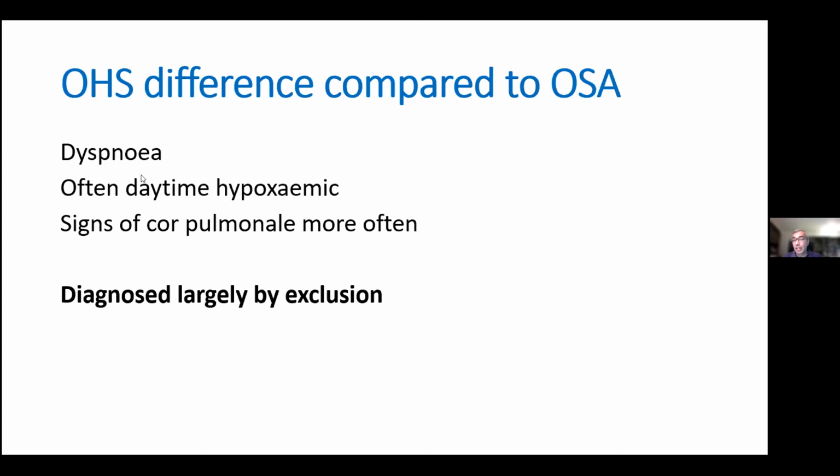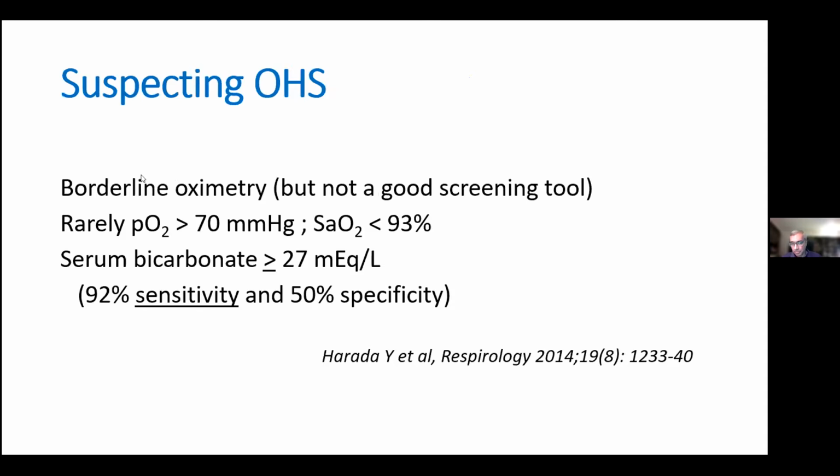You also get signs of cor pulmonale very often, right heart failure, and it's usually diagnosed by exclusion. And therefore, you need to exclude a chest wall disorder, a neuromuscular issue, chronic obstructive pulmonary disease in an obese patient often. Once you've got those out of the way, you can say convincingly that this is probably OHS.